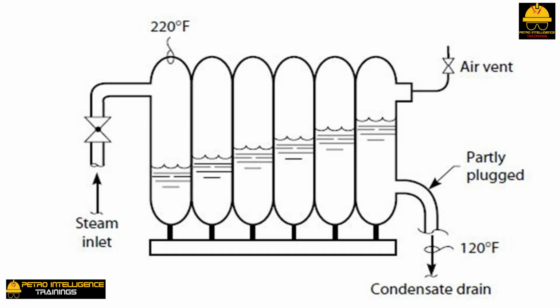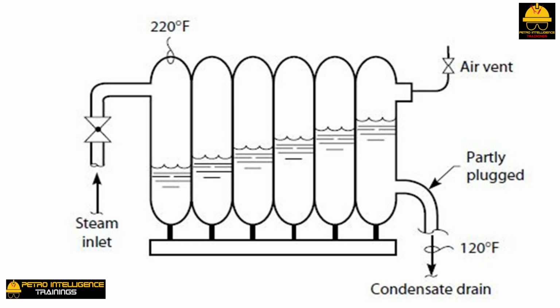Subcooling and the effect of subcooling. When steam condenses at atmospheric pressure, it gives off 1000 BTU per pound of condensing steam. This is called the latent heat of condensation of steam. When water cools off from 220 to 120 degrees Fahrenheit, it gives off 100 BTU per pound of water. This heat represents the sensible heat content of water between 220 and 120 degrees Fahrenheit.